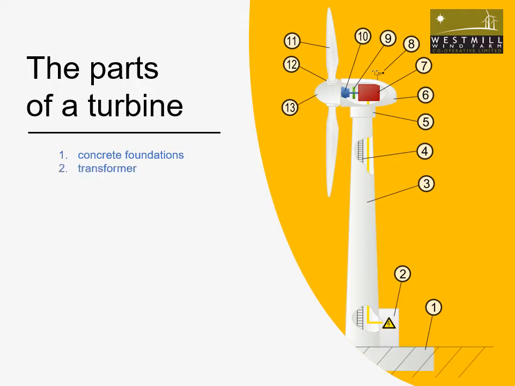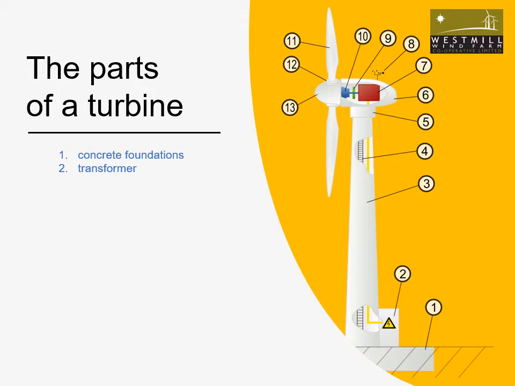Then we've got the transformer. Now the generator in the turbine produces AC or alternating current. Remember, this has to get from the turbine to a substation and then ultimately into our homes, a process called transmission. Now, higher voltages lose less energy during transmission, so the transformer in the wind turbine is there to increase the voltage for transmission.